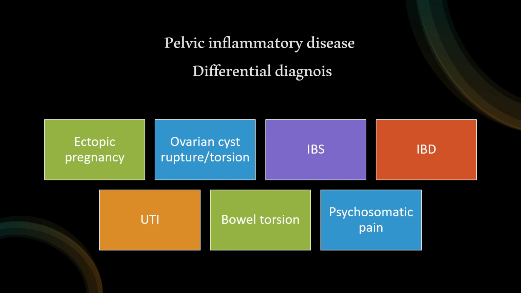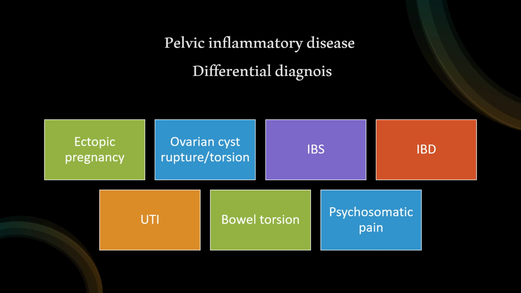What are the differential diagnoses? When a patient presents with signs and symptoms suggestive of pelvic inflammatory disease, there is a list of differential diagnoses which should be excluded first. For example, ectopic pregnancy, right? In a patient with ectopic pregnancy, the significant feature is, of course, the menstrual history. There will be amenorrhea. Initially, there will be unilateral pain, and serum beta HCG or the urine pregnancy test will be positive, right?